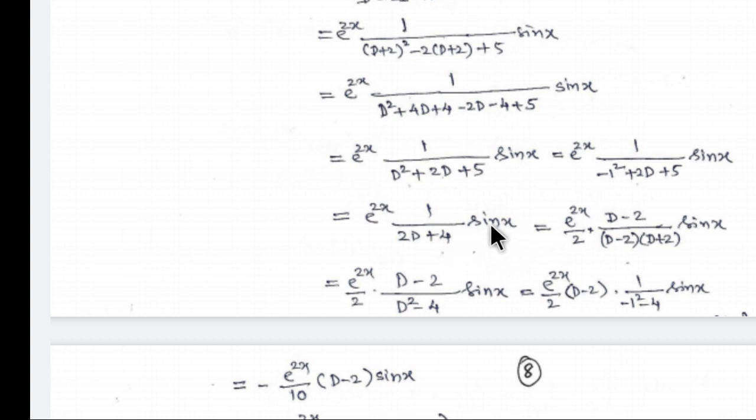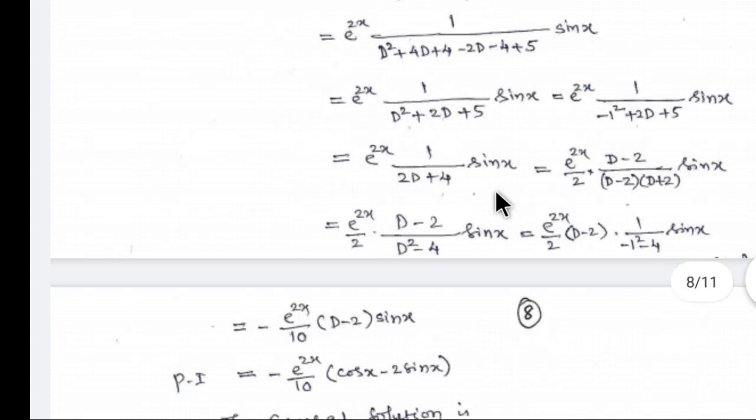But this procedure only replaces D squared by minus of the coefficient of x squared, and D is still there. So how do we bring D squared once again? Take 2 common outside, e raised to 2x by 2, leaving D plus 2. To bring D squared, multiply and divide by D minus 2, and then sin x as it is.